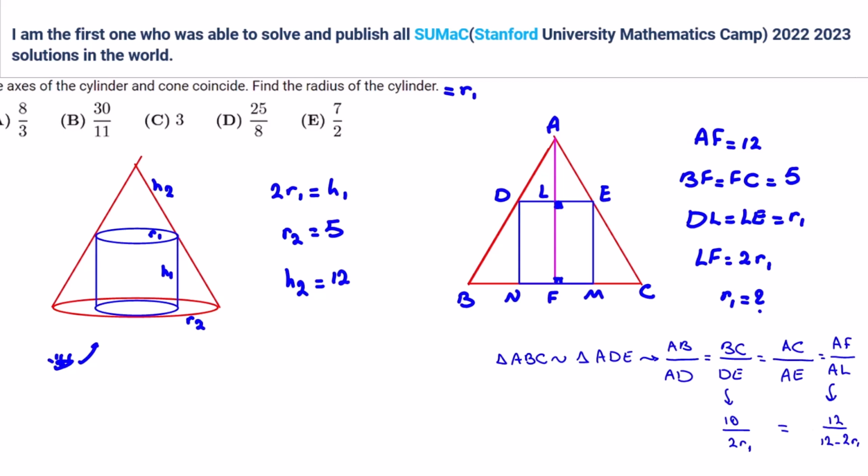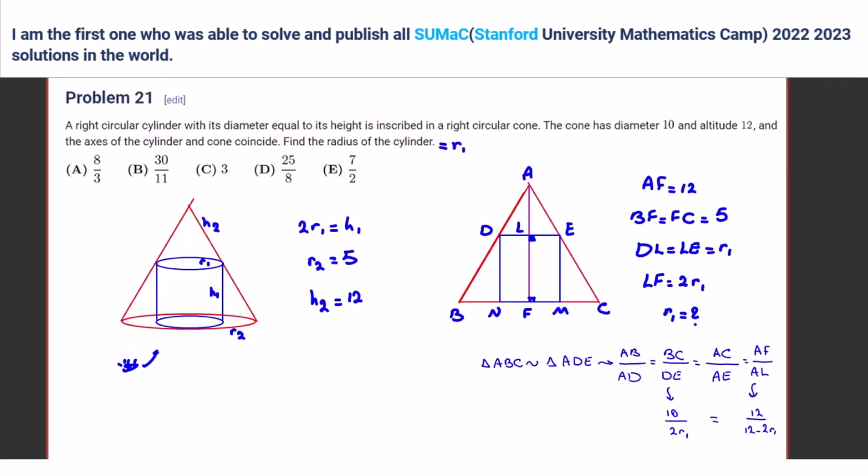Now you can find R1, right? So calculate R1. Is R1 equal to 30 over 11? Okay, let's check. 10 over 2R1 is 5 over R1, and 12 over that is 6 over 6 minus R1. If we cross multiply, 30 minus 5R1 is 6R1, so 11R1 is 30. So R1 is 30 over 11. Good job. What's your next question?